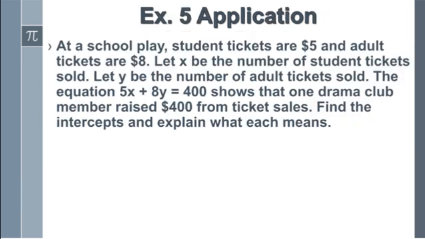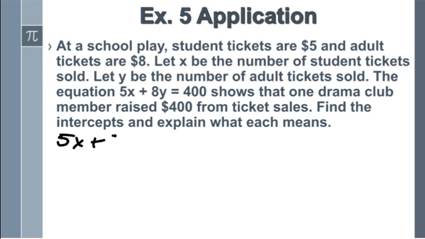And some application problems. At a school play, student tickets are $5 and adult tickets are $8. Let x be the number of student tickets sold, let y be the number of adult tickets sold. The equation 5x plus 8y equals 400 shows that one drama club member raised $400 from ticket sales. Find the intercepts and explain what each means.